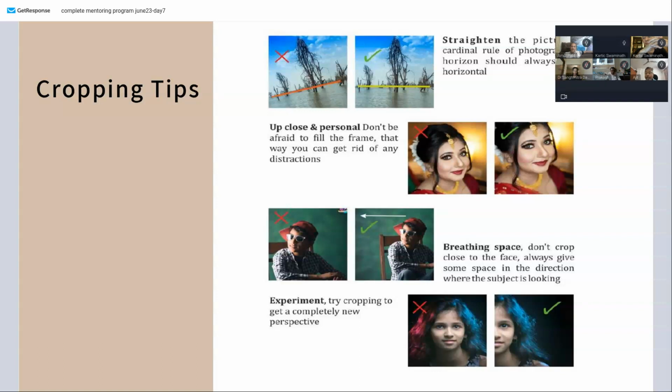Your horizon should always be horizontal. It should not be tilting like this. And even if by mistake you get a tilted horizon, in editing it is very easy to straighten the line, right? You need to just rotate it in the editing software. It could be even your mobile app.